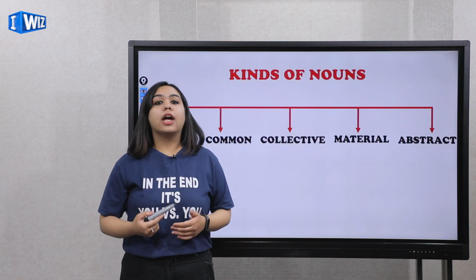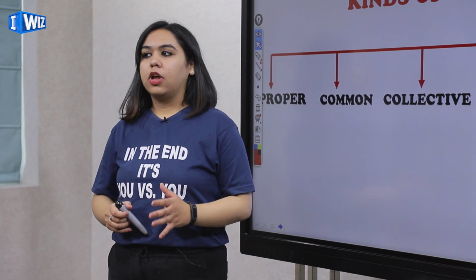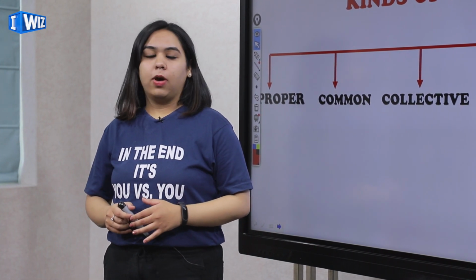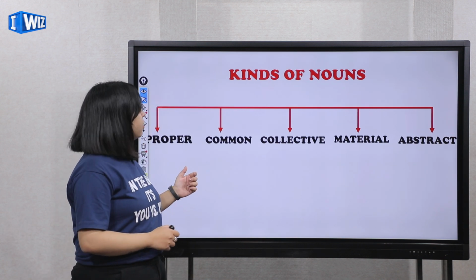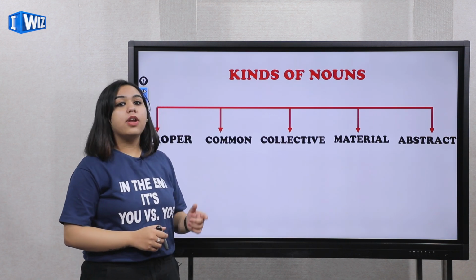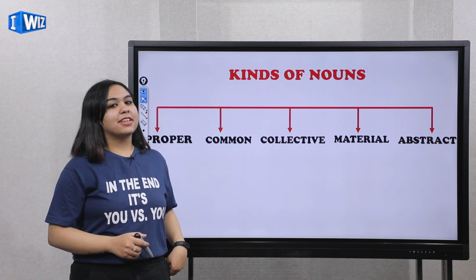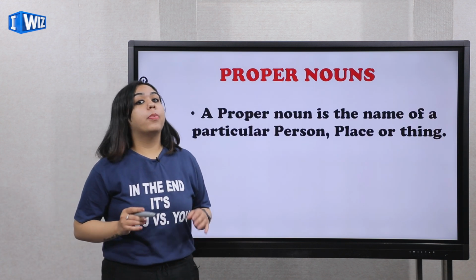Now moving on to the kinds of nouns. There are mainly five categories of nouns, and we'll be discussing them one by one. Let me read them out for you. The first one is proper noun, the other one is common noun, then collective noun, material noun and abstract noun. So let's move on, starting with the proper noun.